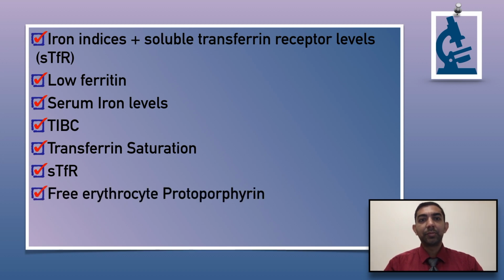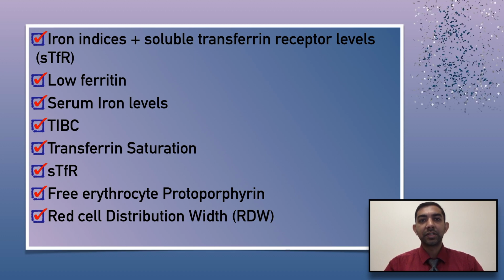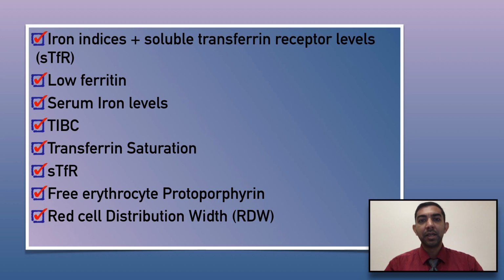Free erythrocyte protoporphyrin levels are going to be high in iron deficiency as there is less iron for combination for making heme molecules. Red cell distribution width again is high in iron deficiency anemia, and this is an indicator of high degree of anisocytosis, that is the variation in red cell size. So this can help you distinguish iron deficiency anemia from thalassemias where the RDW is usually close to normal.